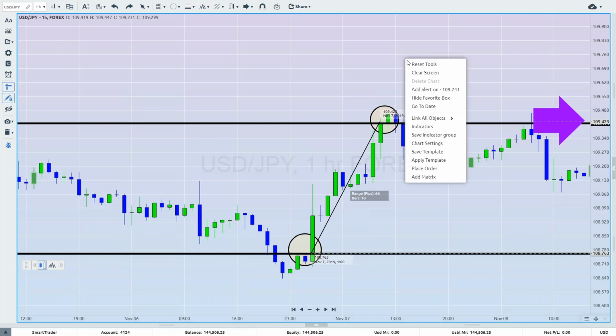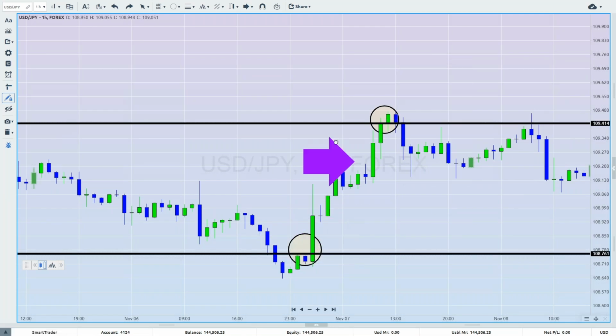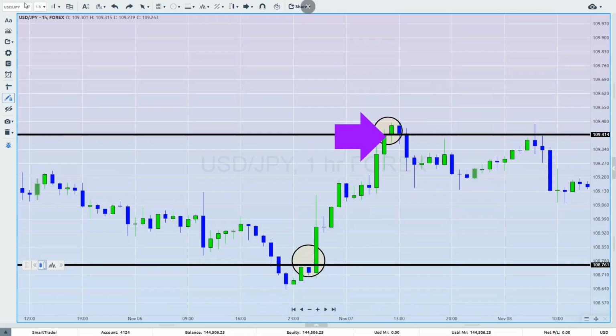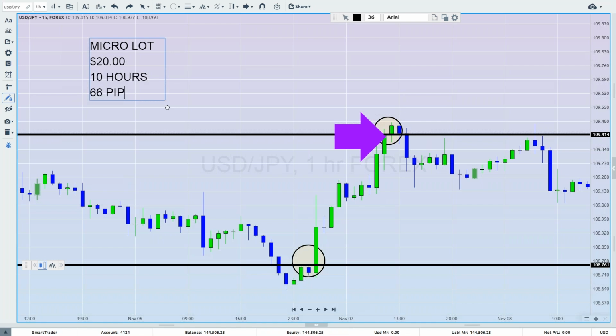If we hop over here and look at this chart, let's say we made our buy, we made our sell, and we invested in a micro lot. So that means we invested $20. Now remember, we're not a broker. We work with brokers all over the world. We can get you a broker, but your broker is going to hold on to your $20. Well, we were in that trade for a total of 10 hours, and we made 66 pips. If we are paid 10 cents per pip, that means we just profited $6.60 in this trade in 10 hours.